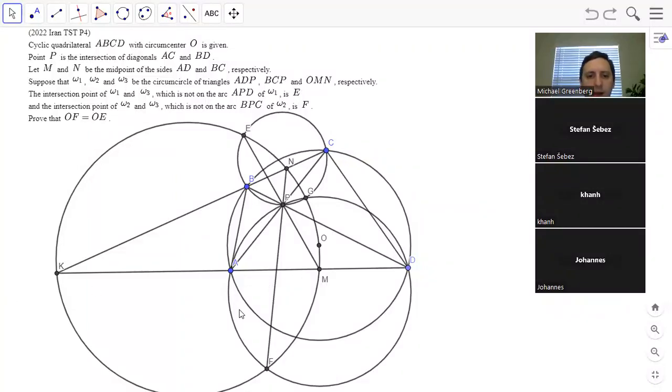Okay, so APDF, what can we project through to show that it's harmonic? Can we project through P? Let's see.